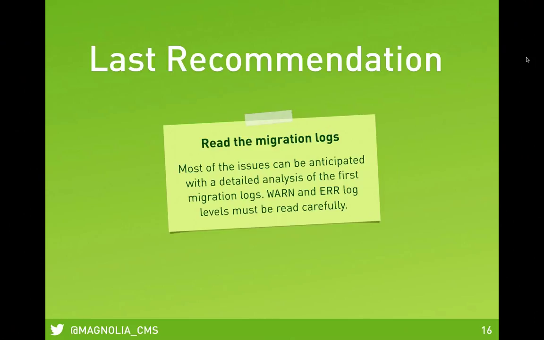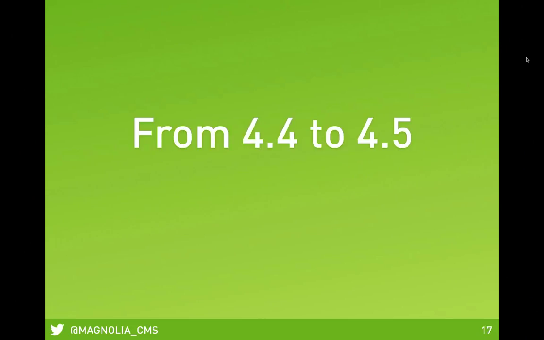And the last recommendation, read the migration logs. Those logs contain a lot of detail regarding the migration, and you can anticipate any issue. Now let's enter into the detail of the first migration from Magnolia 4.4 to Magnolia 4.5.